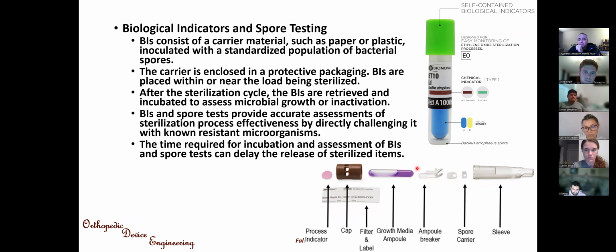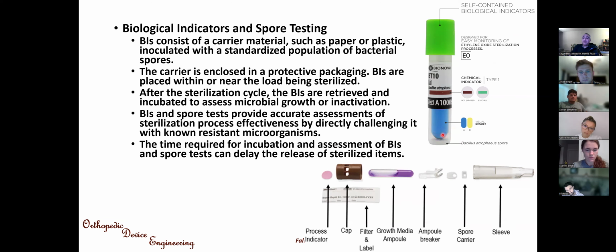And the whole system is closed like this. So you put it inside the sterilization device beside your items. At the end of the sterilization, the bacteria around here is either totally killed or it's still alive. At the end, to make sure if it is alive or dead, you break this inside chamber and release this medium to allow the bacteria around here to grow.